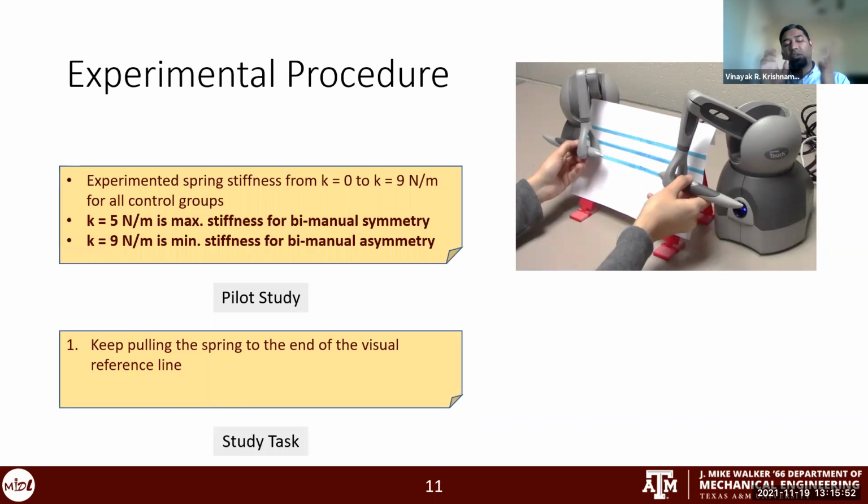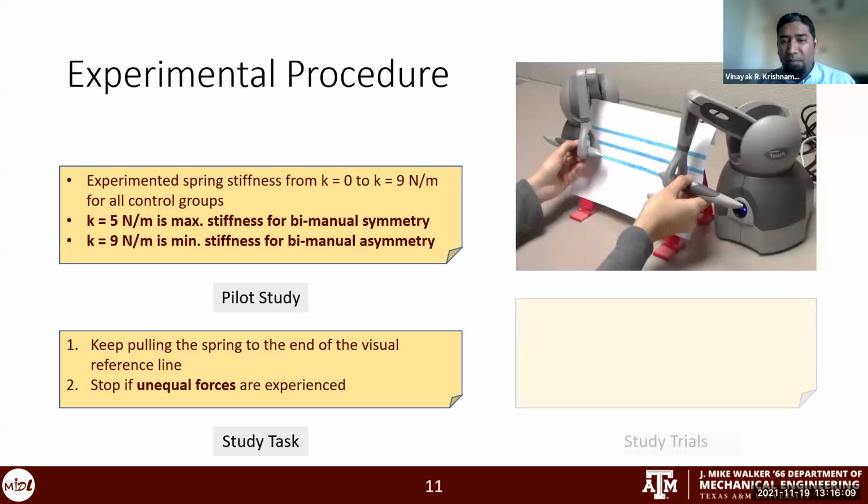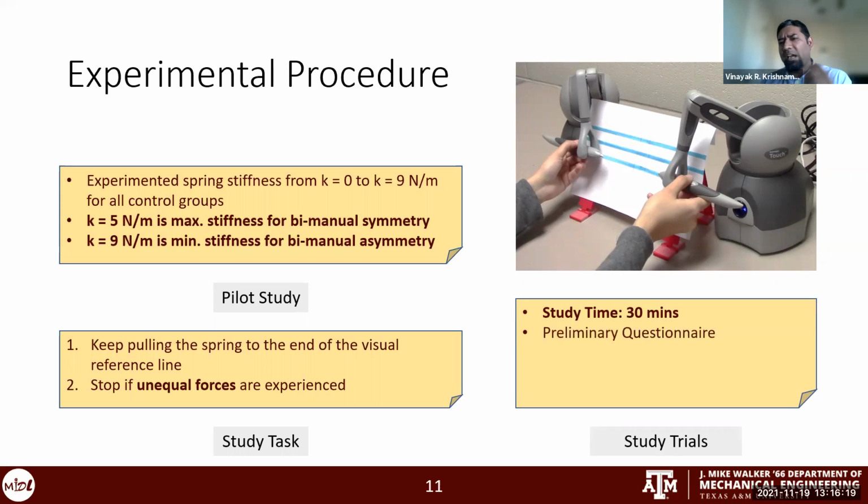With this in mind, the task was really simple. The user was asked to keep pulling the spring toward the end of a visual reference line until they started experiencing unequal forces. If they don't feel something is right, we ask them to stop there, and we record how much they moved. At what length did they think something fishy was going on? The study was roughly 30 minutes because each trial was very short-lived, roughly 3 to 4 seconds per pull of the spring.